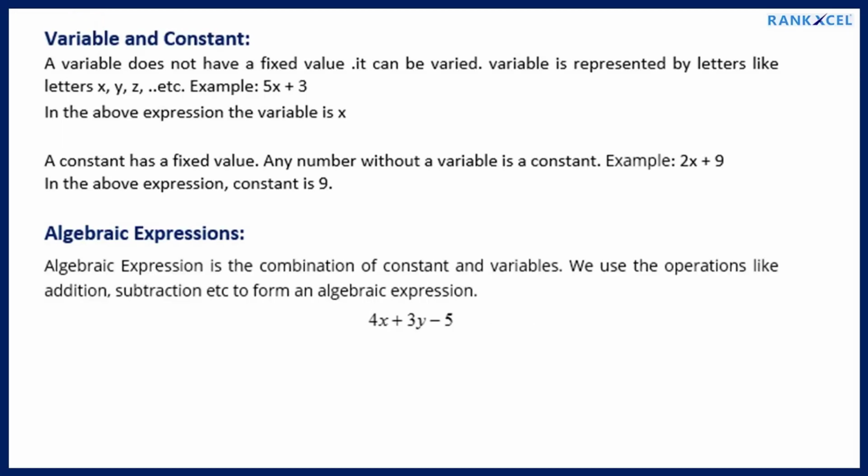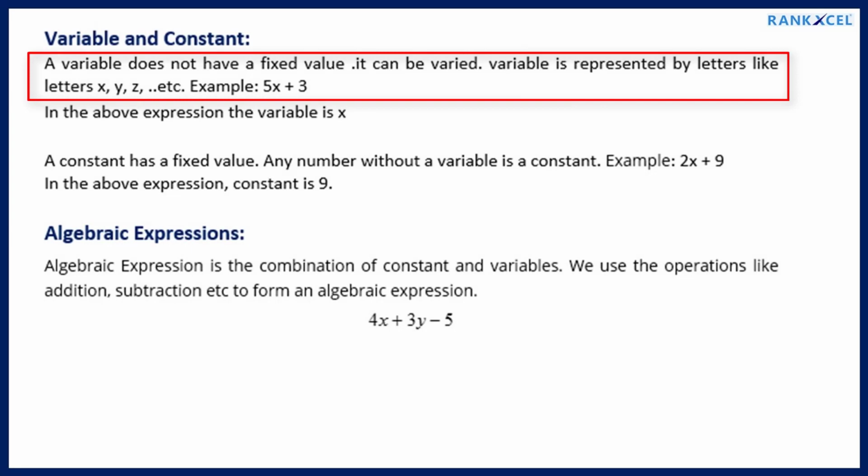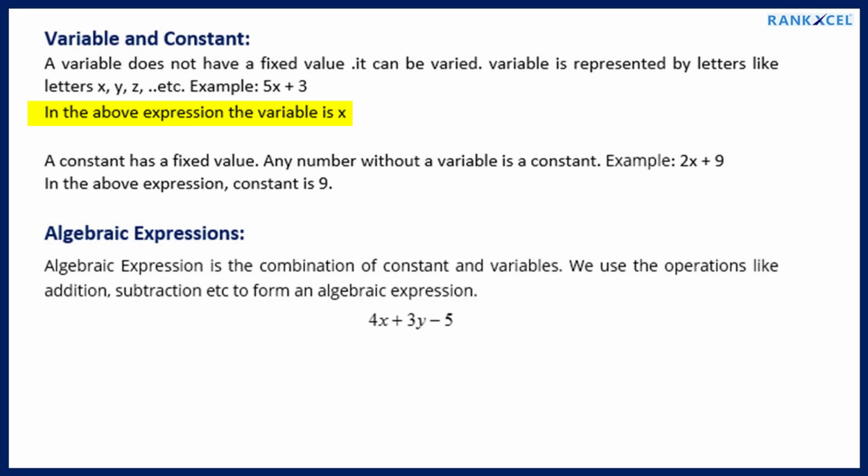Variable and constant. A variable does not have a fixed value. It can be varied. A variable is represented by letters like x, y, z, etc. Example, 5x plus 3. In the above expression, the variable is x. A constant has a fixed value. Any number without a variable is a constant. Example, 2x plus 9. In the above expression, the constant is 9.